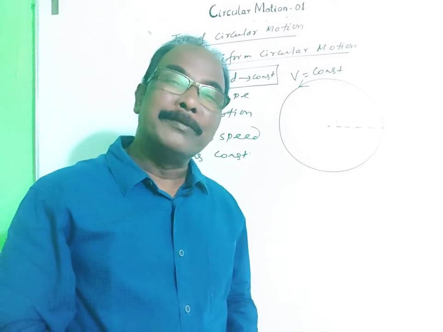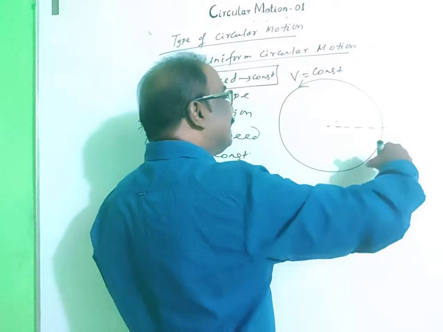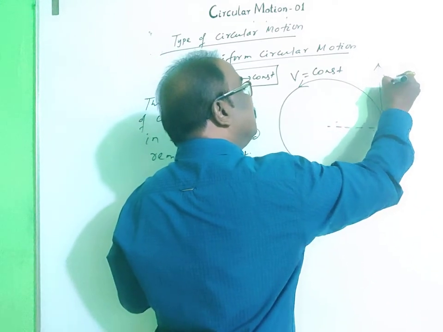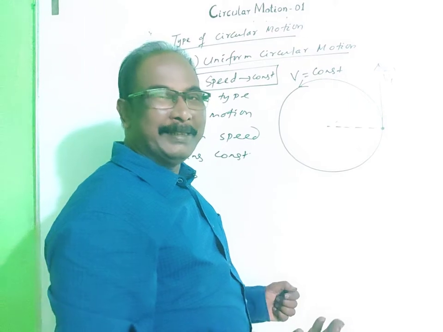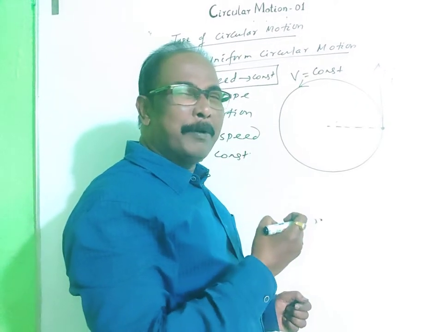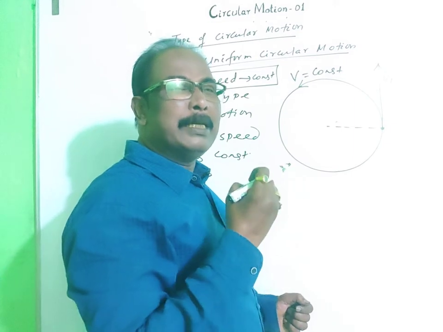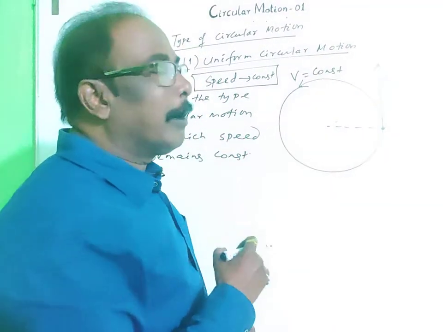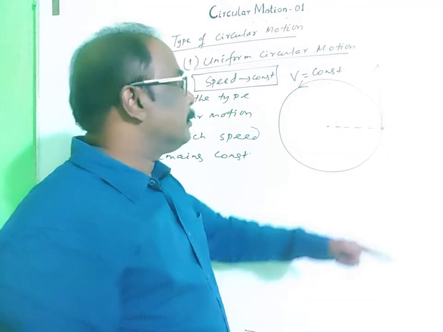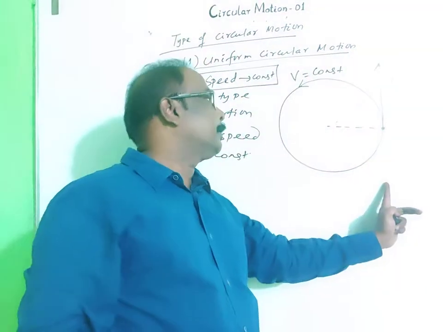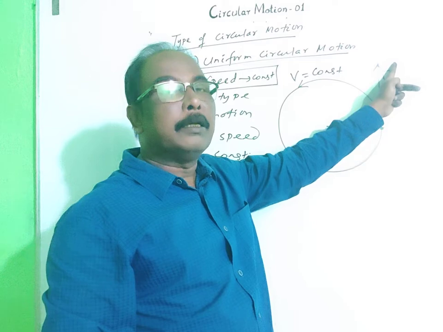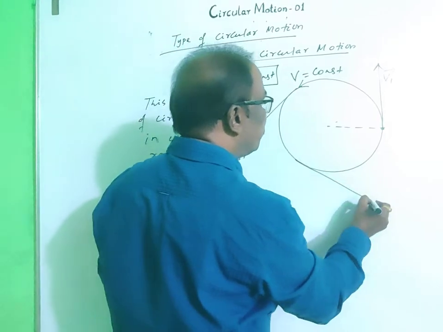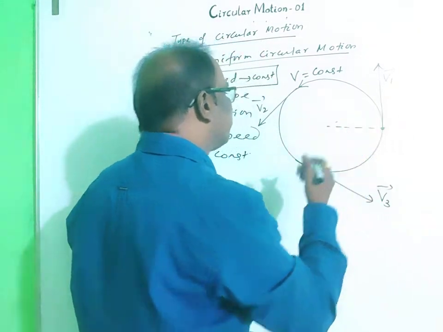But what about direction? See, particle is moving in anti-clockwise order. When the particle is at this point, then direction of velocity is determined by drawing a tangent. You know it. If a particle moves in a curved path, the direction of velocity at any instant, at any position can be determined by drawing a tangent. Since the particle is moving in anti-clockwise order, here direction of velocity is along the tangent. And at this position, direction of velocity is along the tangent. At this position, direction of velocity is along the tangent, and so on.